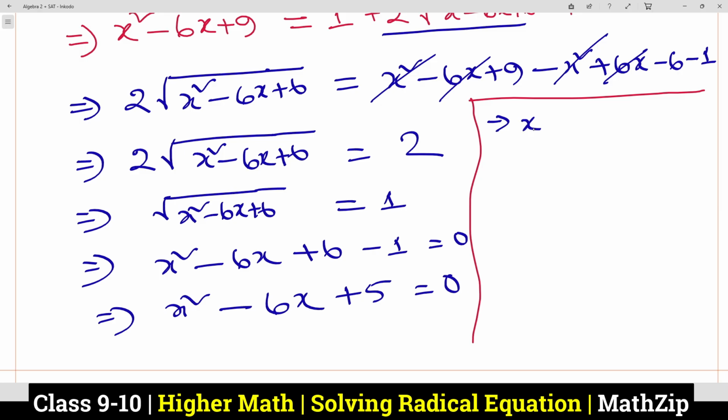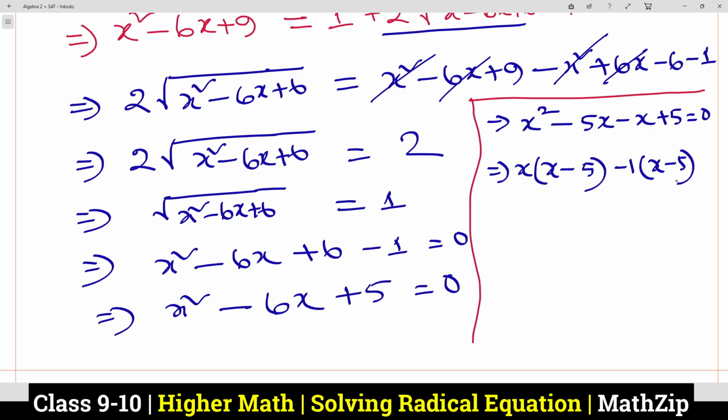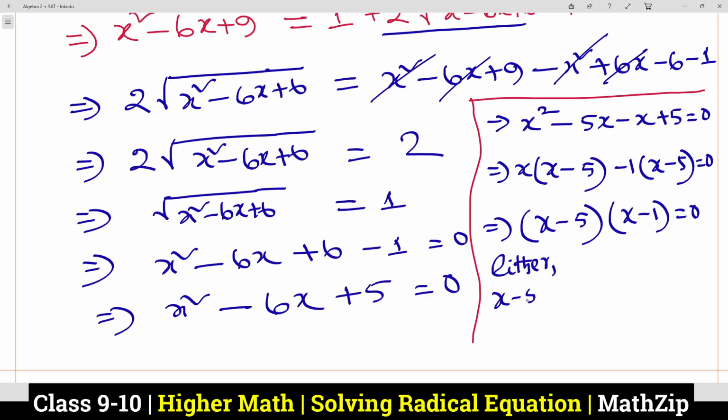This one we can write, if we factorize by the middle term factor, as x square minus 5x minus x plus 5 equals to 0. How? Because 1 times 5 is 5 and 5 plus 1 is 6. Now we can take common x, so here is x minus 5 and minus 1 common, here is x minus 5 equals to 0. So here is x minus 5 times x minus 1 equals to 0. So either x minus 5 equals to 0, that means x equals to 5, or x minus 1 equals to 0, and finally x equals to 1.